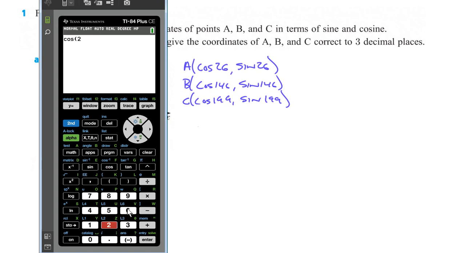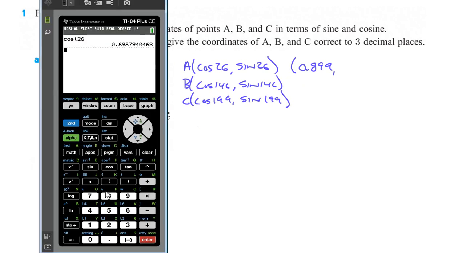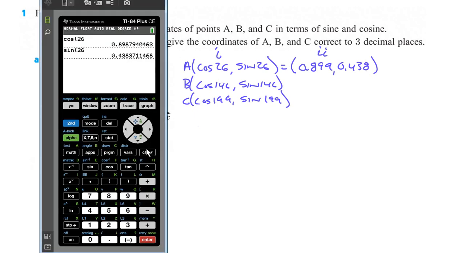So now I'm just going to do cosine 26. It says round it to 3 decimal places, so it's going to be 0.899 for the x, and then the y is going to be sine 26, just like what we have here, 0.438. Okay, so that is part A here, where we're doing it correct to 3 decimal places. Okay, so we keep doing that with the rest of these here.